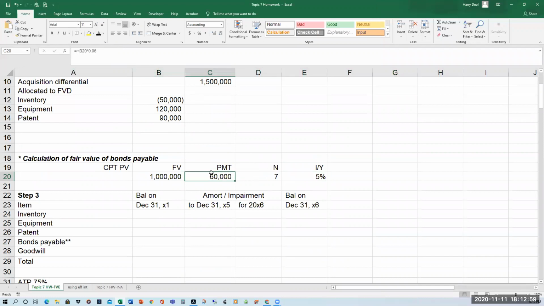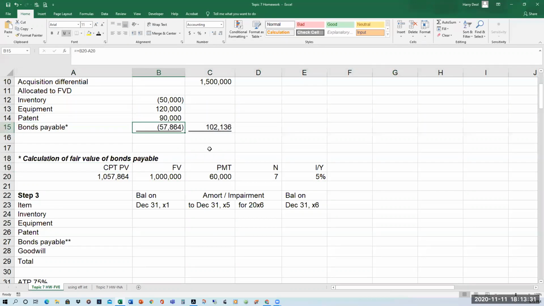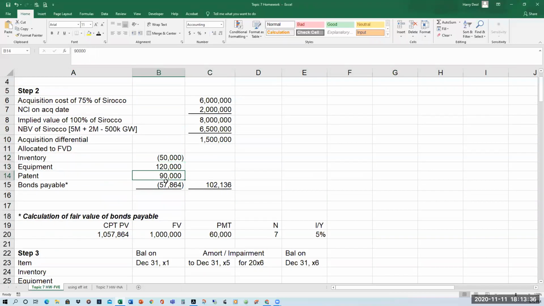So given that the bond coupon rate is 6%, whereas the market rate is 5%, we know the bonds would have been trading at a premium. You calculate the present value, we get 1,057,864. This PV on the date of acquisition is the fair value of the bonds. The carrying amount is $1 million. We have an understated liability. The understated liability is a negative. So 57,864. The total of the fair value differences adds up to 102,136.